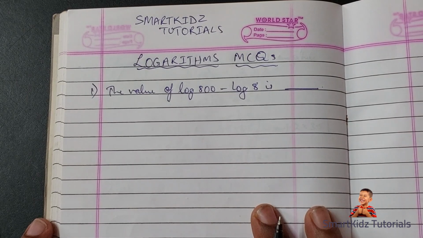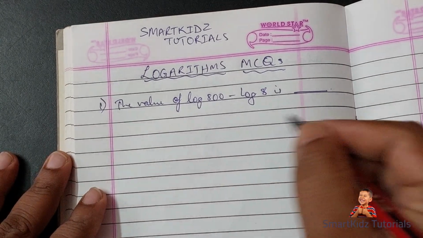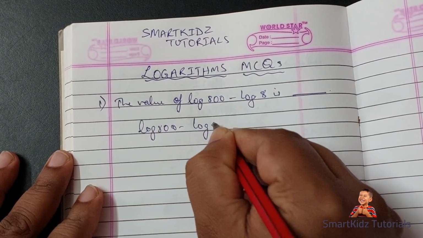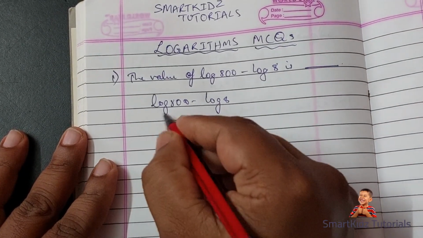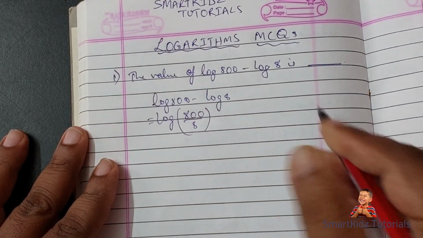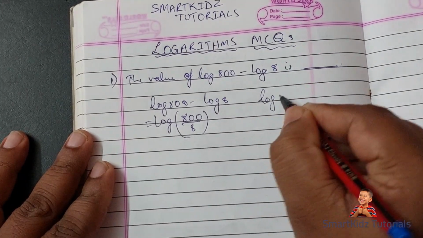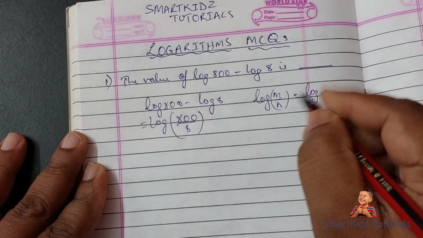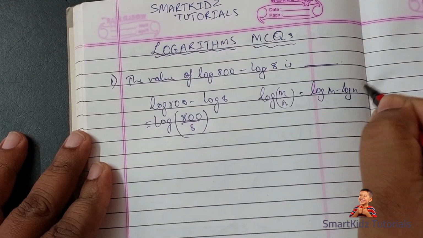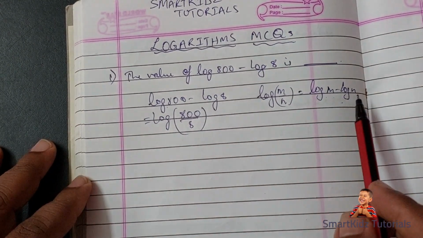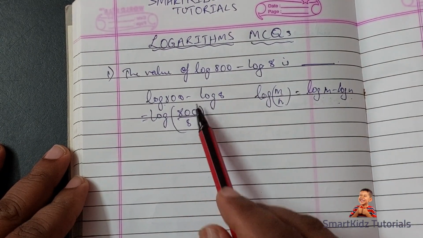It says the value of log of 800 minus log of 8 is dash. So log of 800 minus log of 8 can be written in this form, log of 800 upon 8. Now we've learned the rule which says log of m upon n can be written as log of m minus log of n. So I've just used the reverse form of that. Log of m minus log of n can be written as log of m upon n.